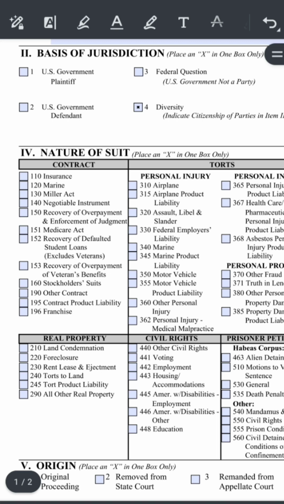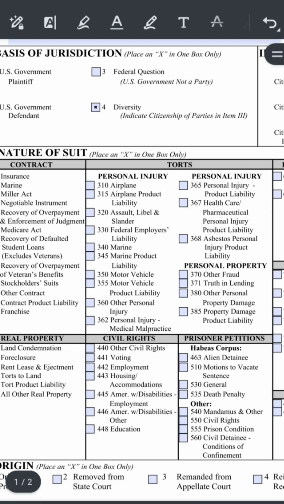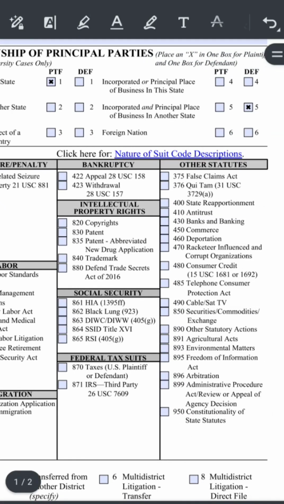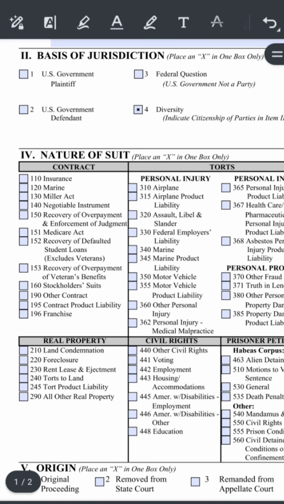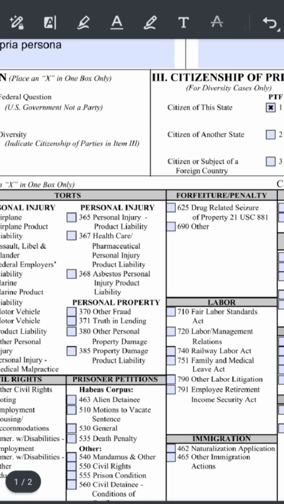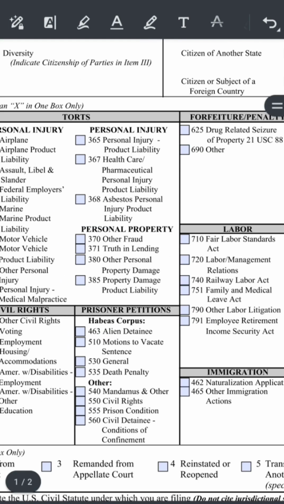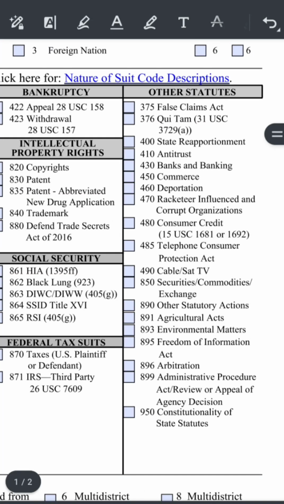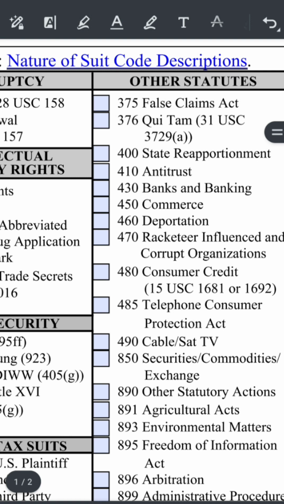Okay, now the nature of your suit: contracts, real property, civil rights, torts, prisoner petitions, labor, immigration, and so on. Being that we're dealing with the consumer report, people get confused, and the confusion comes in because they wonder, do we use truth in lending? Truth in lending covers homes, cars, dealing with credit cards. When you're dealing with your consumer report, you would want to go over here, consumer credit, 15 USC 1681 or 1692. So that's what you would hit right there.